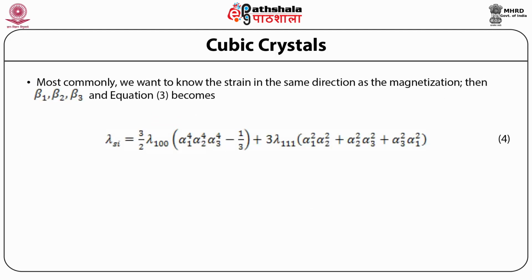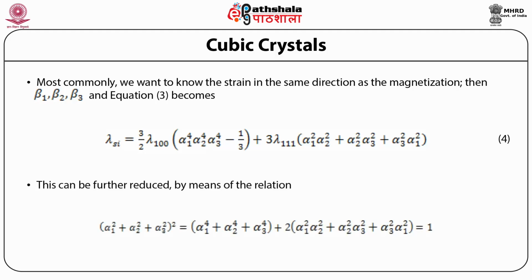Most commonly, we want to know the strain in the same direction as the magnetization. Then beta 1, beta 2 and beta 3 equal alpha 1, alpha 2 and alpha 3, and equation 3 becomes lambda s equals 3/2 lambda 100 times (alpha 1 to the power 4 plus alpha 2 to the power 4 plus alpha 3 to the power 4 minus 1/3) plus 3 lambda 111 times (alpha 1 squared alpha 2 squared plus alpha 2 squared alpha 3 squared plus alpha 3 squared alpha 1 squared).